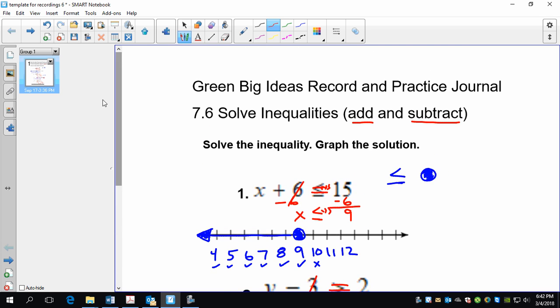This was 7.6, solving inequalities with adding and subtracting.